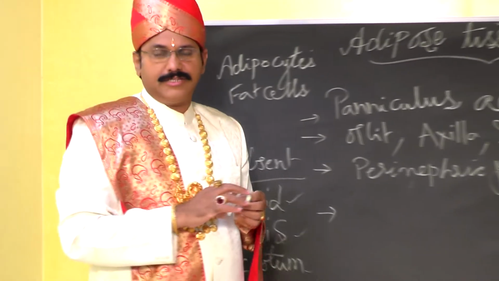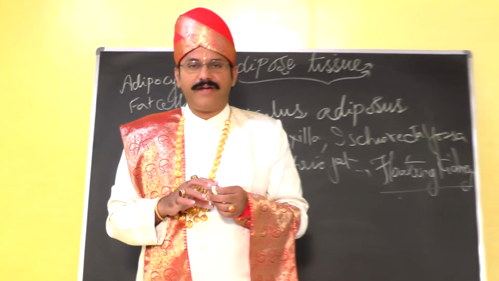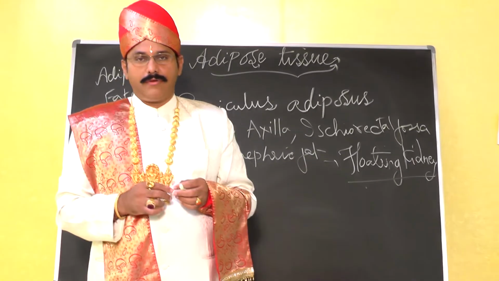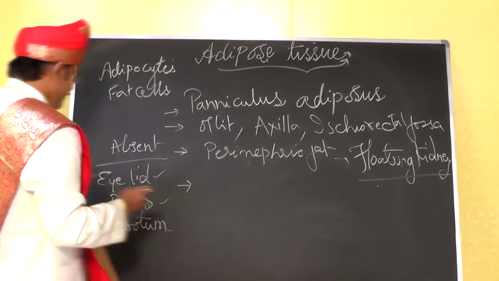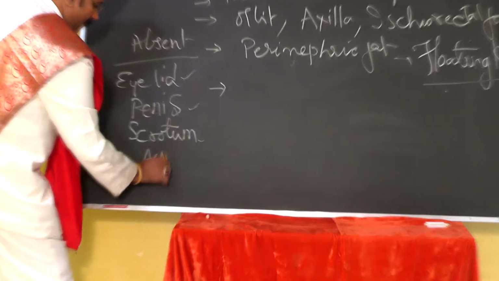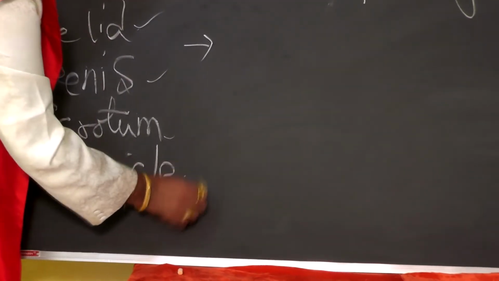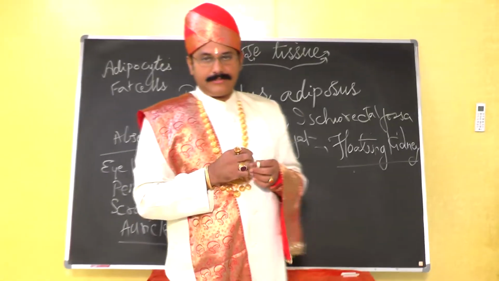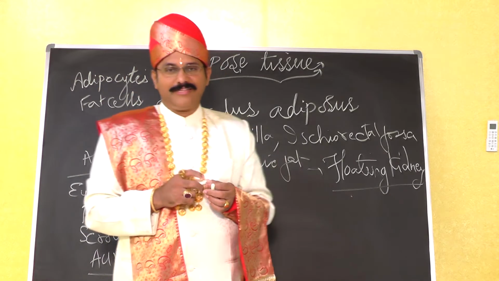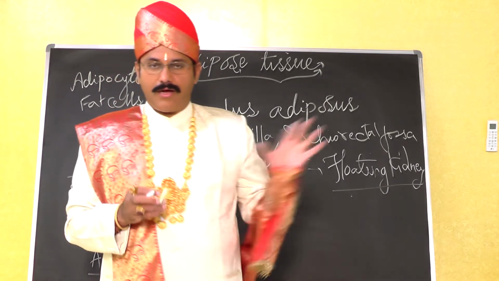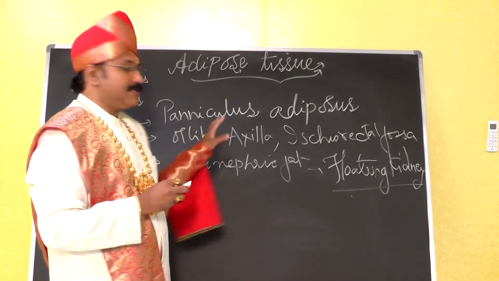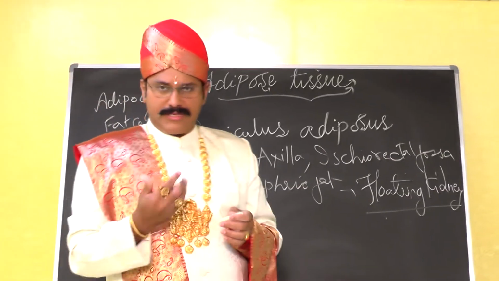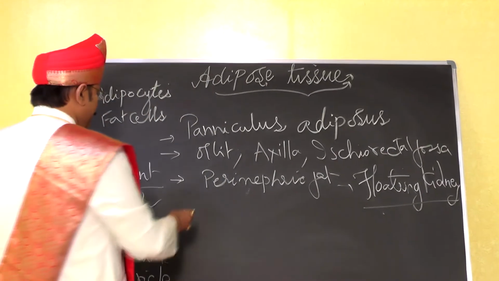Any other additions you want to make? Those regions where fat is absent? Auricle. In the auricle again, the fat is absent. So these are the regions where fat is absent. Now where else do you think fat is present? We have covered a good amount of regions where fat is present. Now some more regions where fat is present.